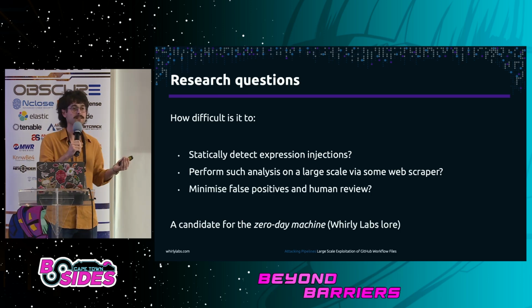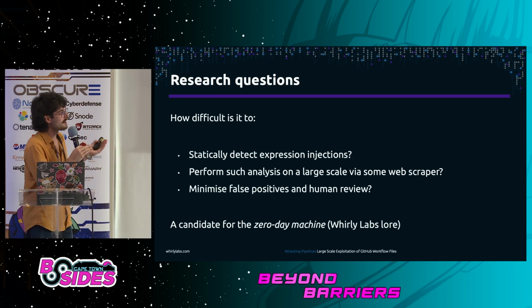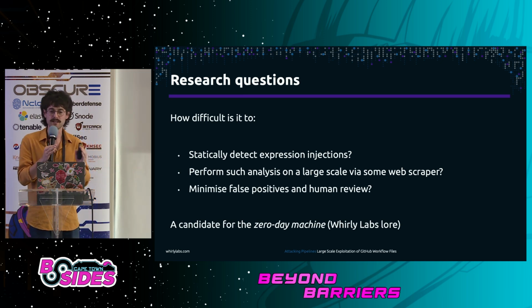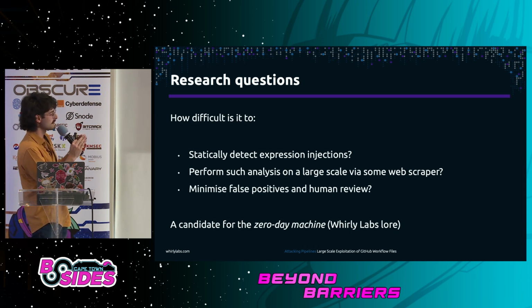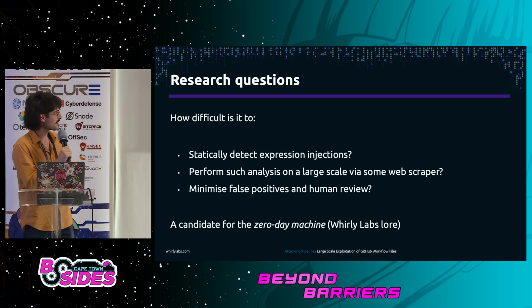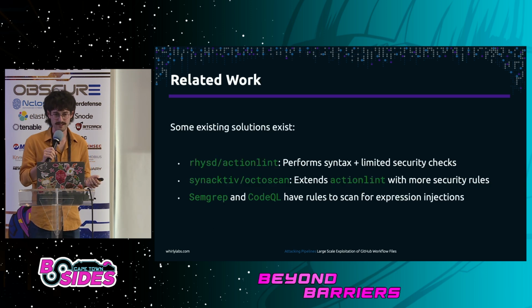And as is the case with these kinds of tools, there are false positives. Sometimes we'll say there's something and it's not really. So how do we minimize the human in the loop? And this is another candidate for the zero-day machine. So this is some early Labs law: one day we'll have enough tools to just mine all the zero days as they come out. So keep that in mind.